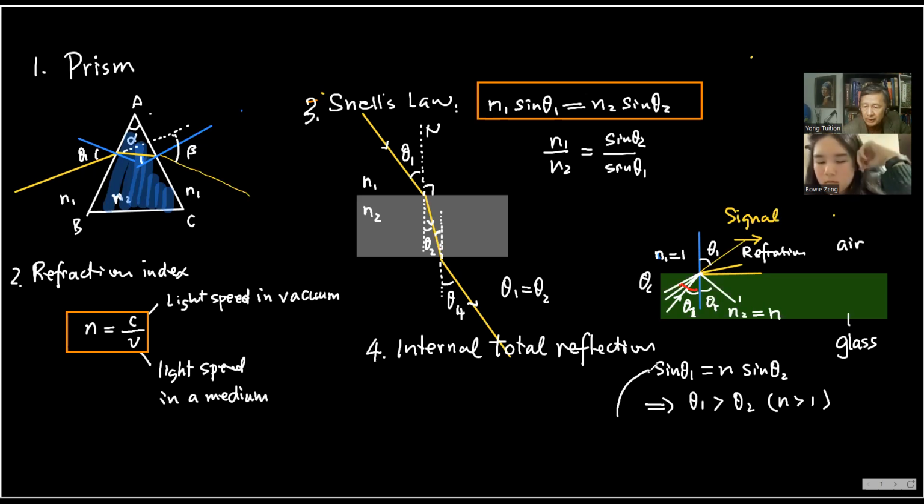So from this equation, how can we do that? We set theta 1 approaching half pi. When this happens, theta 1 is half pi.